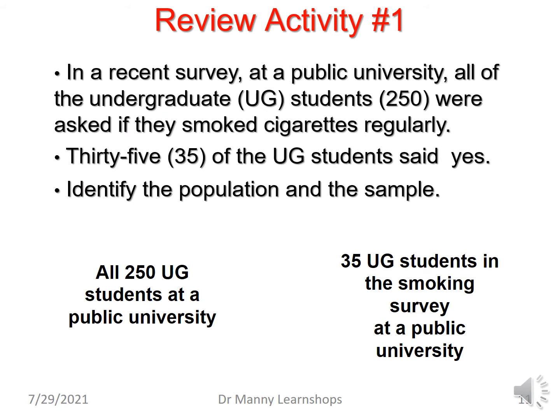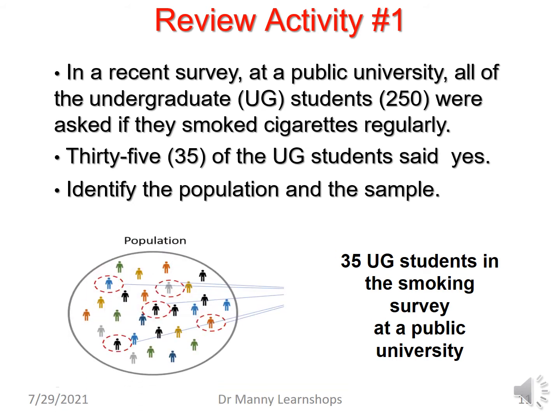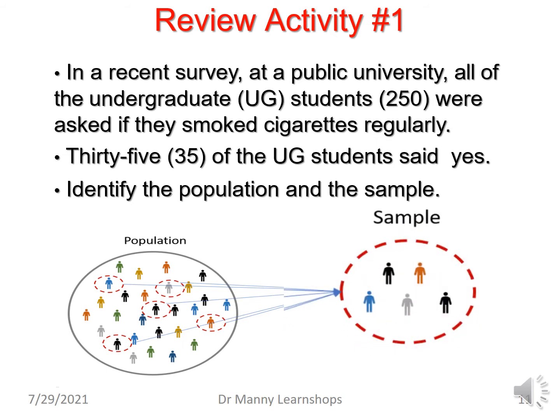So let's review. In a recent survey at a public university, all the undergraduate students, 250, were asked if they smoked cigarettes regularly. 35 of the undergraduate students said yes. So therefore, which of these two groups is the population and which is the sample? The population is the 250 undergraduate students. The sample is the 35 students.